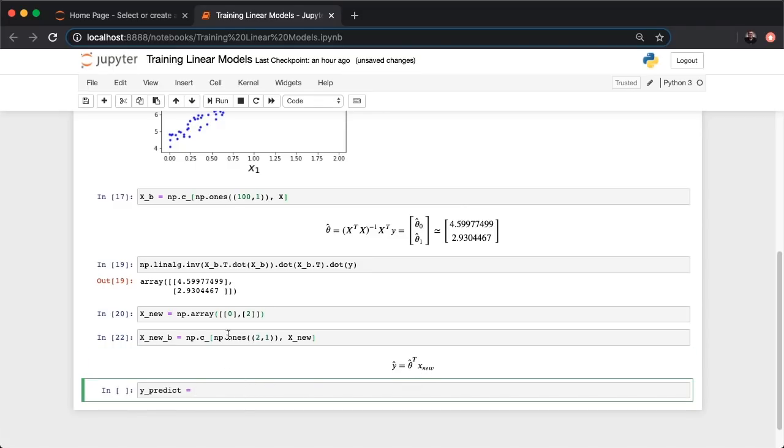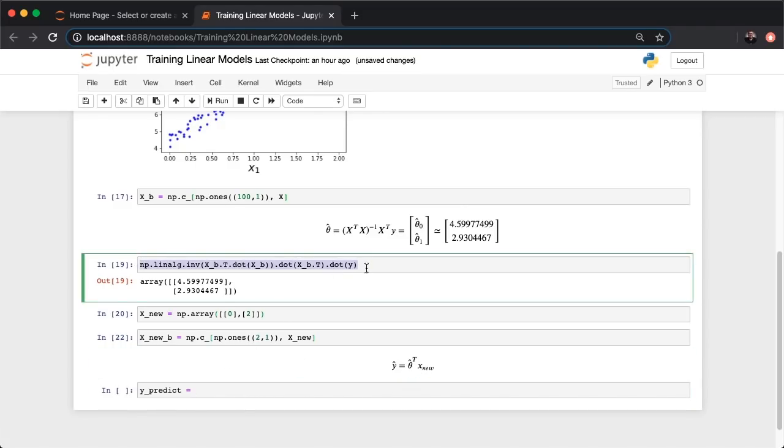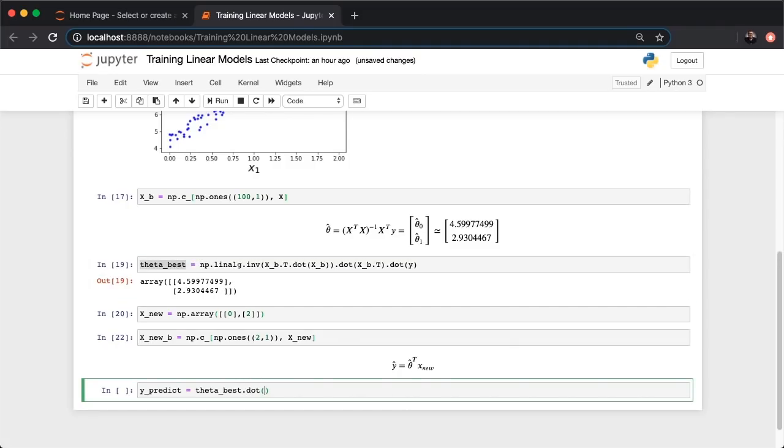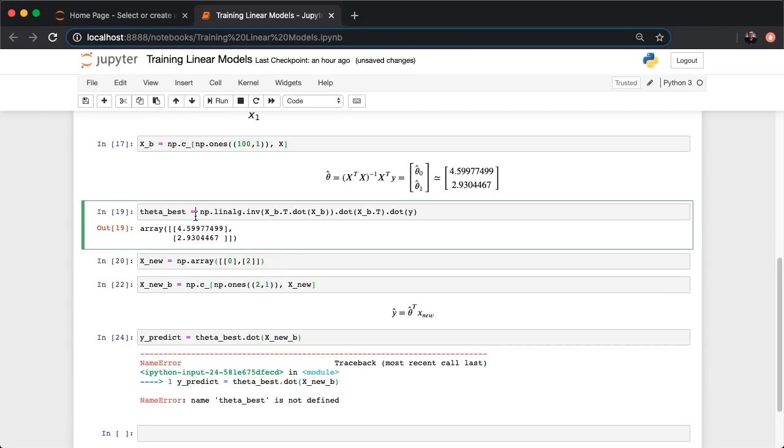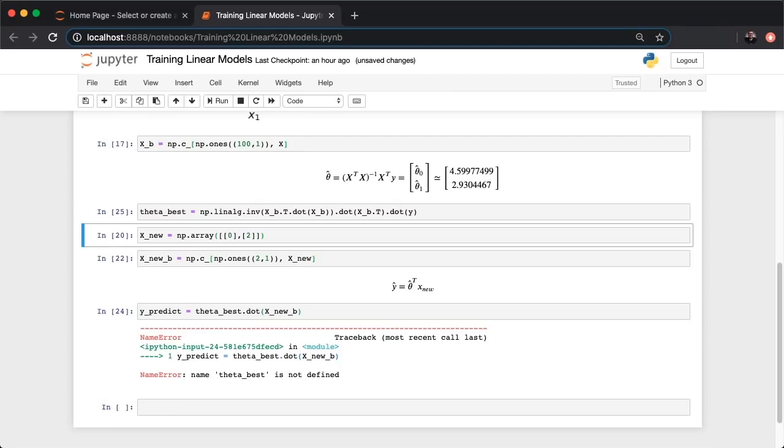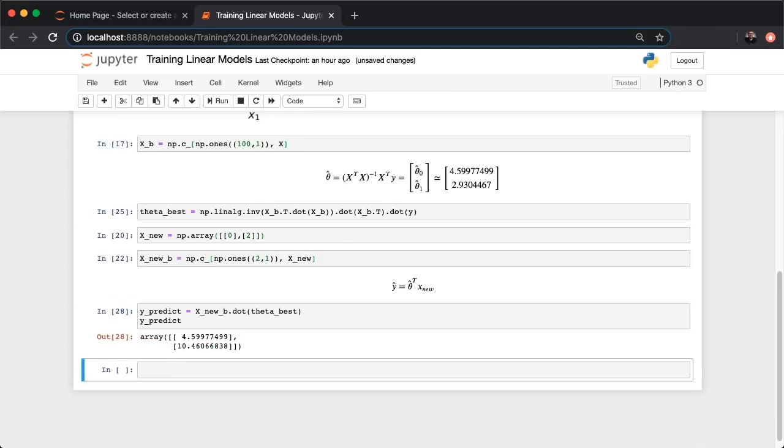So we're going to grab our theta, which is computed here. I'll call this theta best, and I'll have to transpose it, then perform an inner product with my x new b. But the best is not defined. Well, let's run this again so that it's defined. There you go. We saw that 0's predicted value would be 4.59 and 2 would be 10.46.